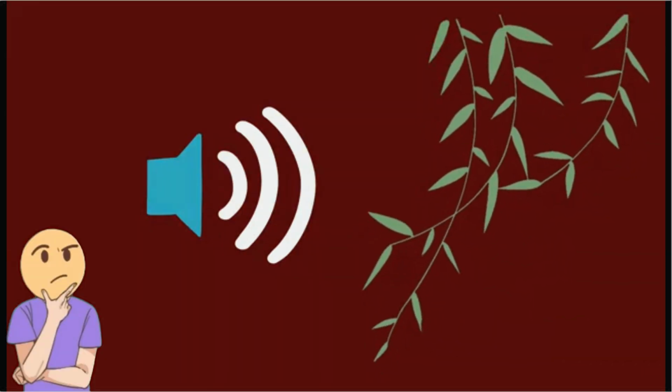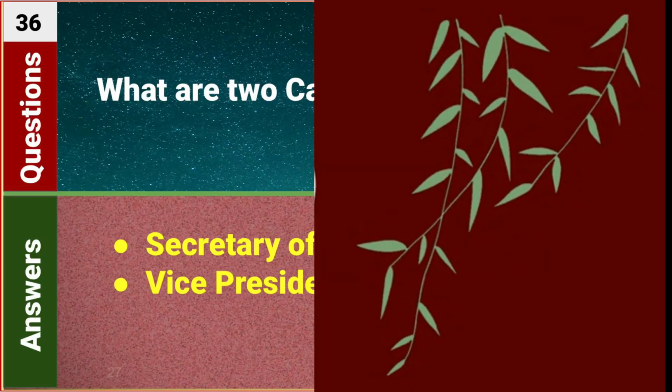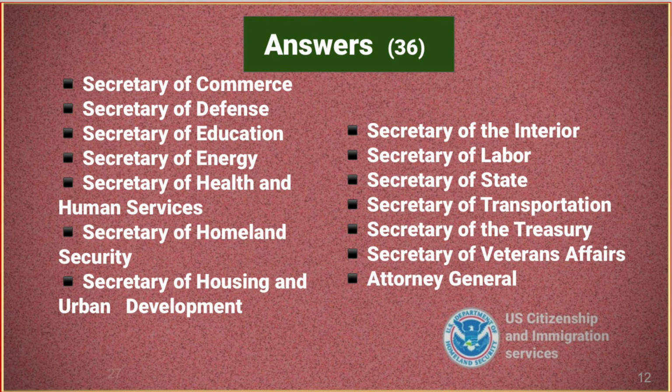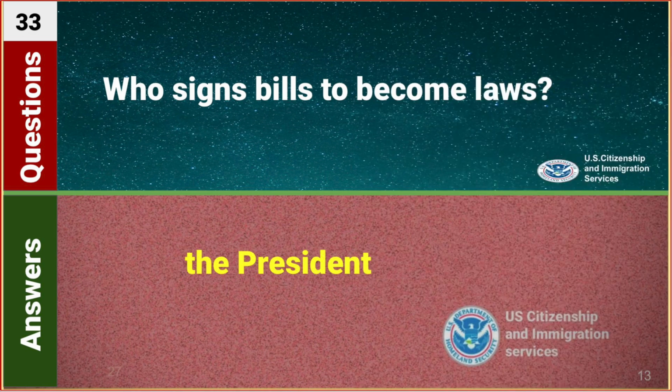What are two cabinet-level positions? Secretary of Agriculture, Vice President. Who signs bills to become laws? The President.